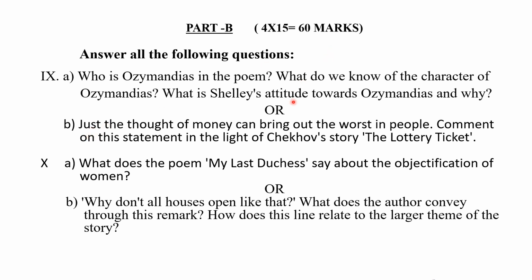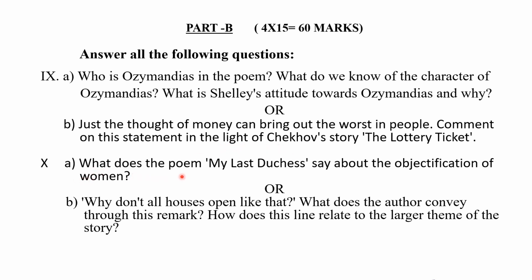Next question, or this is a choice. Just the thought of money can bring out the worst in people. Comment on this statement in the light of Chekhov's story, The Lottery Ticket. This is a prose unit, and the wife and husband have different opinions about each other, and they express it very clearly in the light of winning a lottery. They imagine that if they won the lottery, what the consequences are, and how it changes things. That is also very beautifully given. This video also you can find, students. I have given the playlist in the description box, so go through it. All the answers are very clearly given.